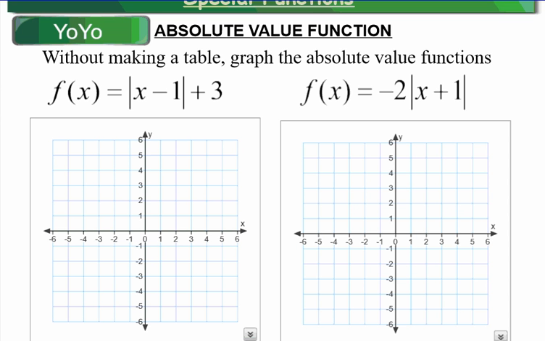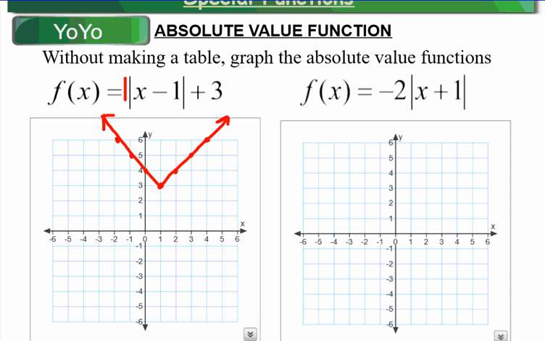Okay, so welcome back. I'm going to do these without making a table because I know how transformations work. So there's a 1 out front. That's going to be my steepness. The vertex is going to go right 1, up 3. So there's the vertex. I know the steepness is 1, so I go up 1, right 1, up 1, right 1, up 1, right 1. There's the right side. If I reflect on the left side, it's going to be a -1 for the slope, and there'd be my graph.